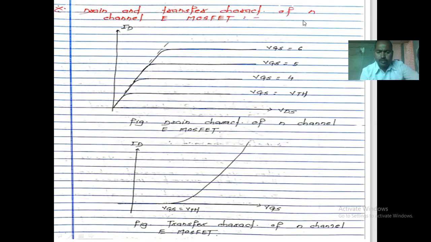See, in this figure, as we increase the VGS value, we increase VGS more positive. In that case, more and more drain current flows through the device. This is related to the E MOSFET.